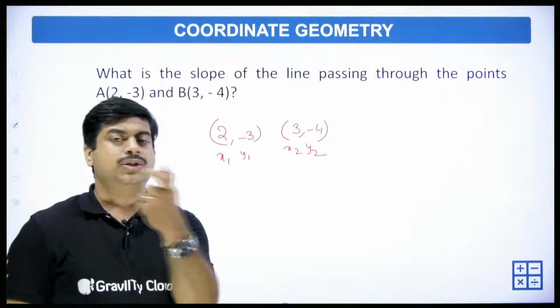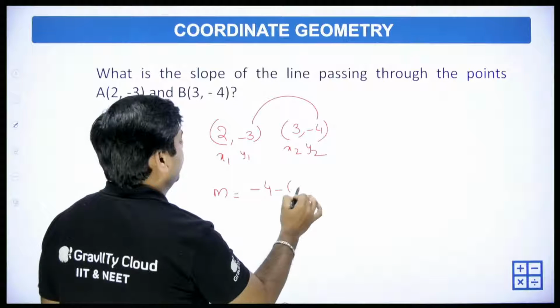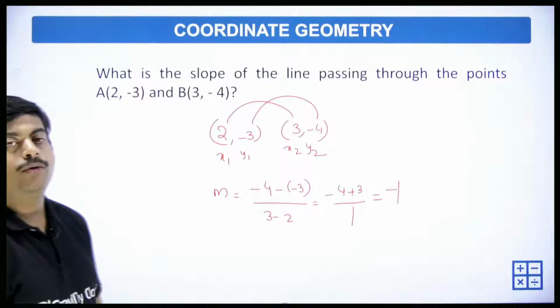So slope is equal to y2 minus y1, which is minus 4 minus of minus 3, by x2 minus x1, 3 minus 2. Minus 4 plus 3 by 3 minus 2 is 1. So minus 1 by 1. Slope is equal to minus 1 by 1.